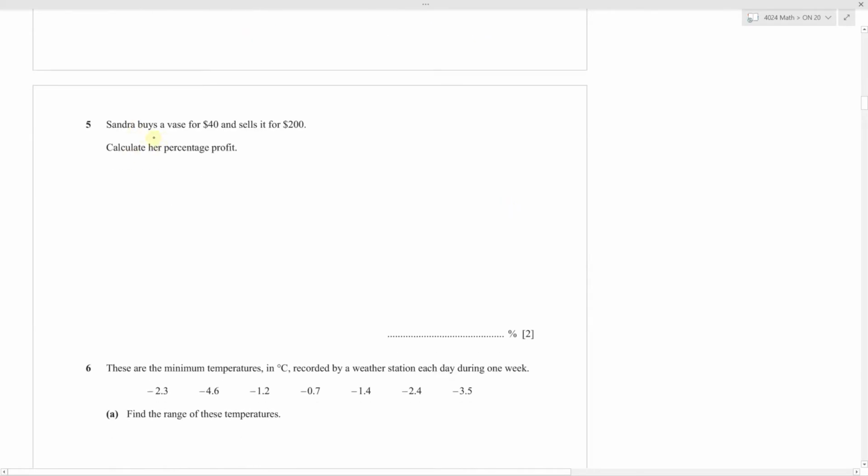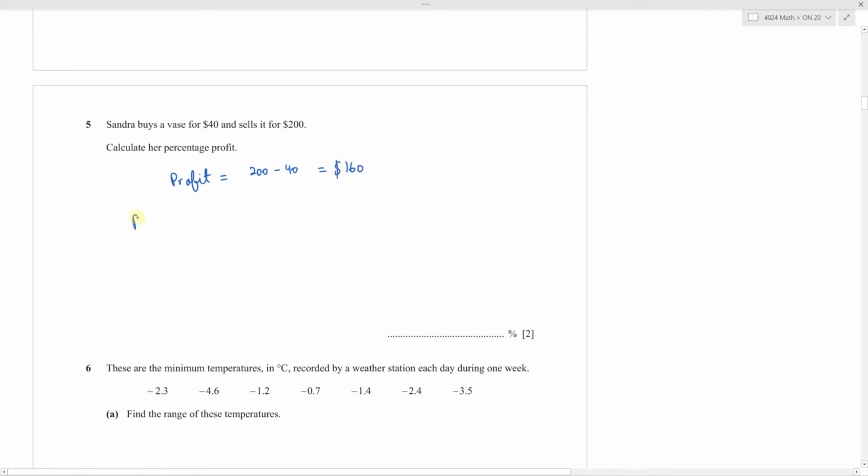Question number 5 is Sandra buys a vase for $40 and sells it for $200. Calculate her percentage profit. So let's first calculate the profit. Profit will be the sale price, which is 200, minus the price at which Sandra bought the vase, which is $40. So sale price minus purchase price is your profit, which is $160.